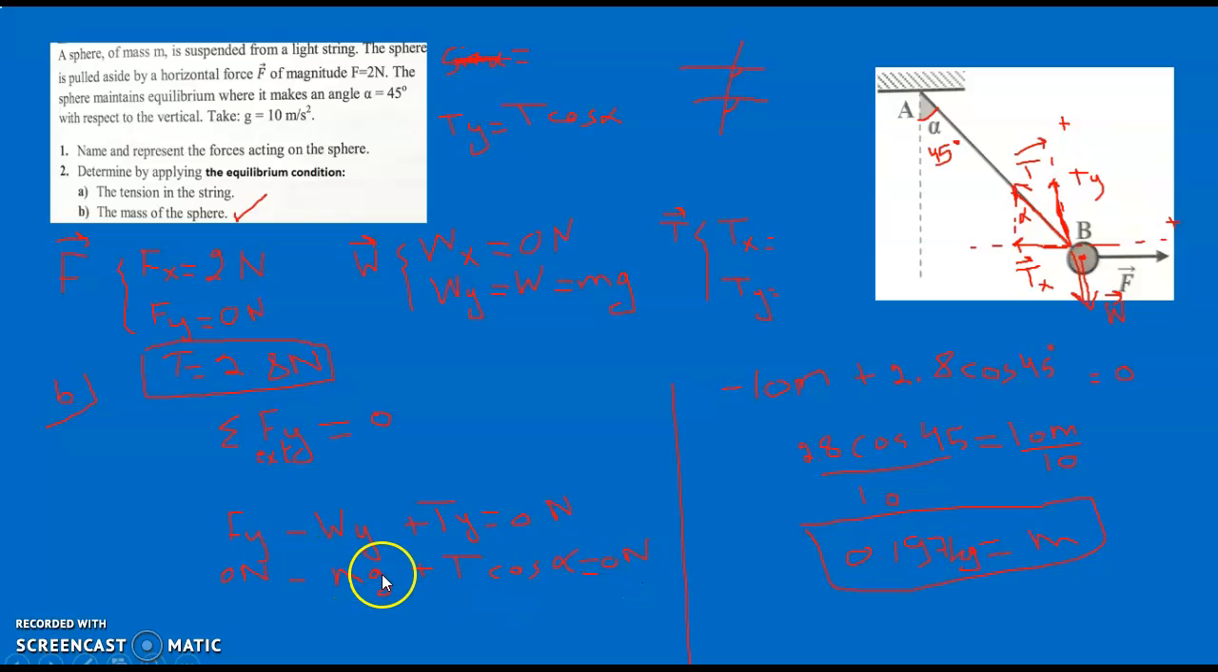Substitute g, which is given, 10: minus 10m plus 2.8 cosine 45. We can now use the value of T obtained in the previous part. Equals 0, so we're looking for m. Move 10m to the other side, it becomes a plus, and then divide by 10 on both sides, so the mass is 0.197 kilograms.